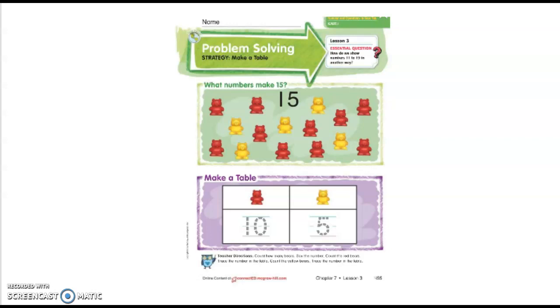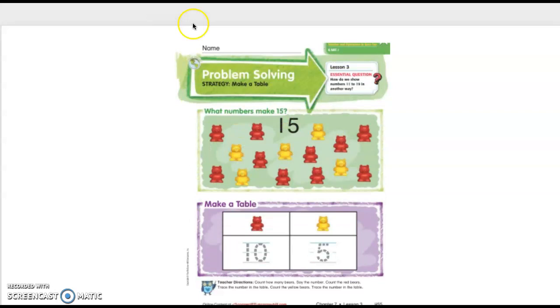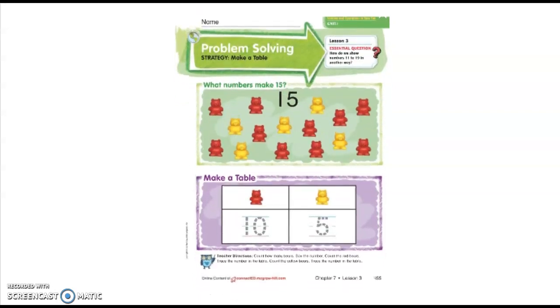All right, in math today, we're on page 455, problem solving. Today we're making a table to show numbers 11 through 19 in another way. So on this page, we've got some bears. Let's see, they say what numbers make 15. So you can see that there are two different color bears. We have red and yellow.